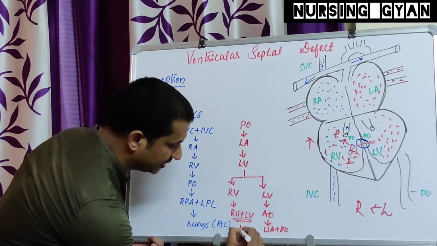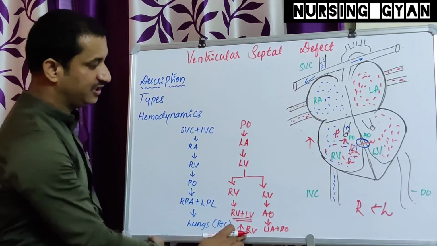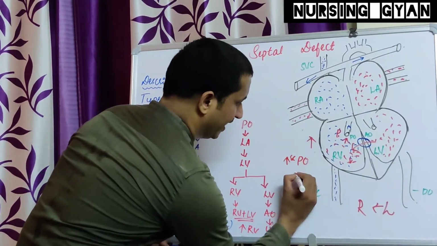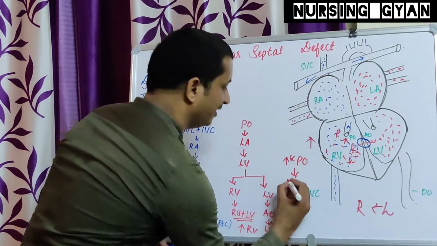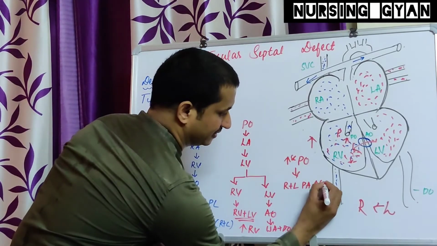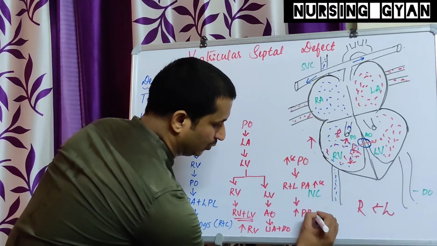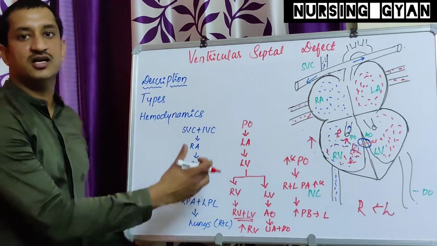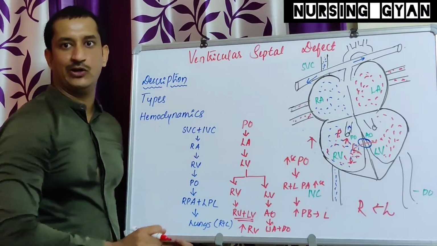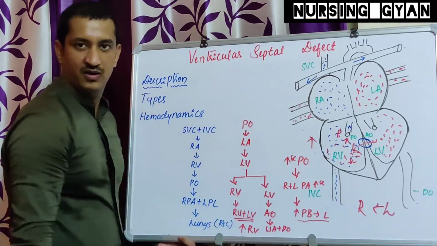That's why there is an increased pressure in the right ventricle, and this increased pressure in the right ventricle increases the pressure towards the pulmonary opening. If the pulmonary opening has pressure, automatically the right and left pulmonary artery pressure increases, which leads to increased pulmonary blood flow towards the lungs. So this is the flow chart of hemodynamics in relation to the ventricular septal defect, where at the end there is an increased pulmonary blood flow.